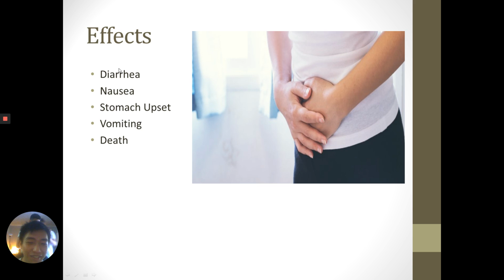And the effects of diarrhea. The effects of drinking unclean water can cause diarrhea, which again causes dehydration and needs the water to fix. Nausea, which causes headache. Stomach upset, which again needs water to fix. And vomiting, which causes dehydration. And all these can effectively lead to death, which is the worst thing, of course.